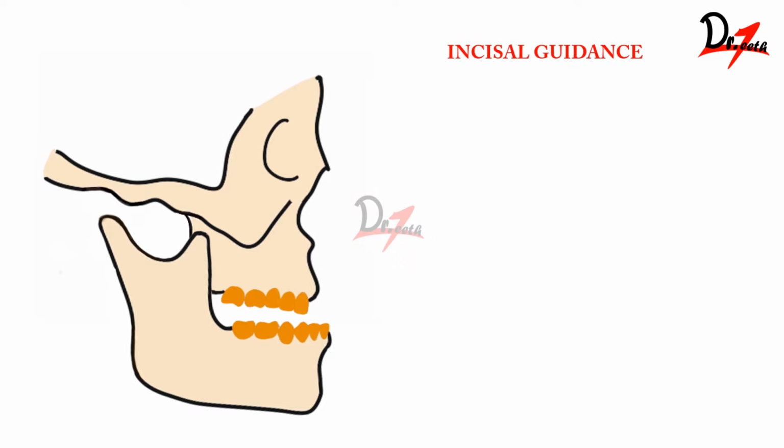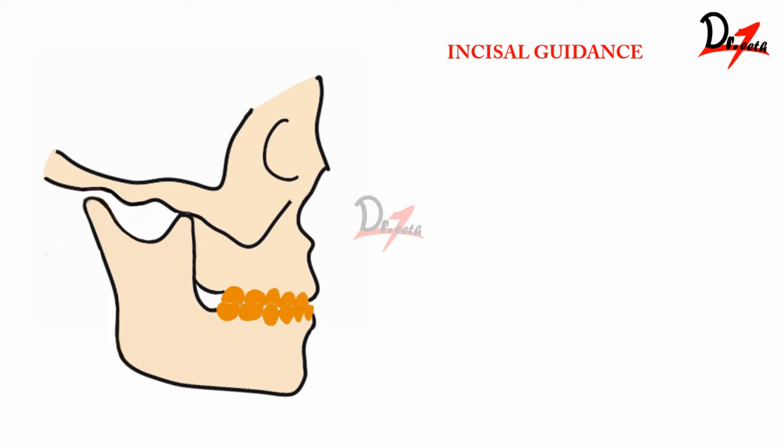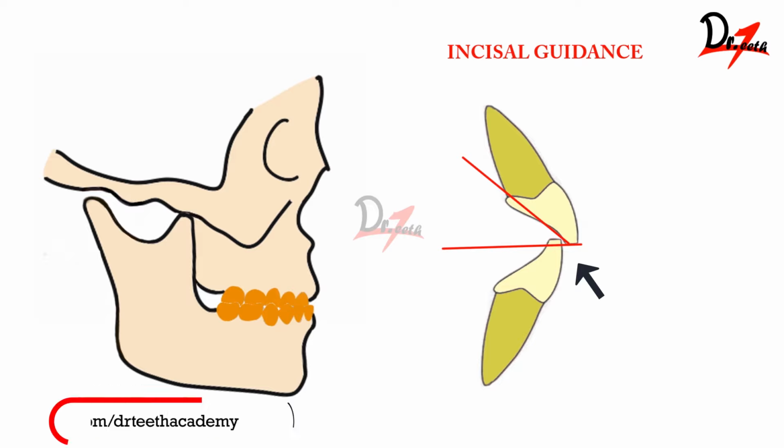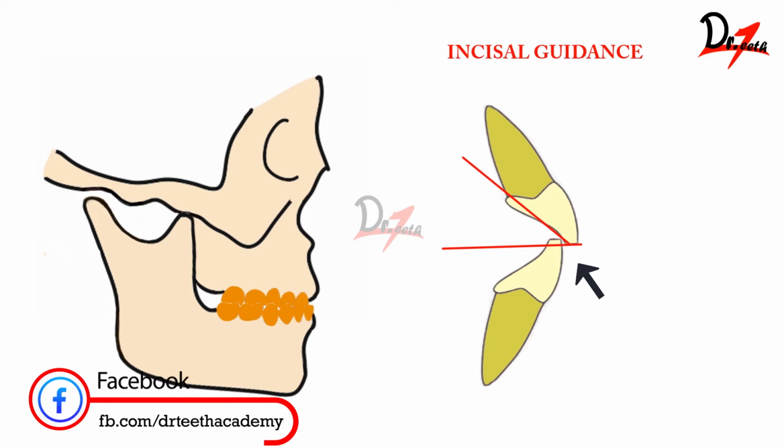Now let's talk about the incisal guidance. If we have a closer look at the incisors, here we can appreciate the incisal guide angle. This is an angle which is formed between the horizontal plane of occlusion and a line drawn in the sagittal plane between the incisal edges of the maxillary and mandibular central incisor when teeth are in maximum intercuspation.